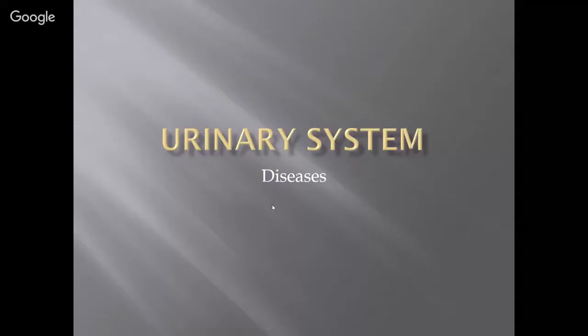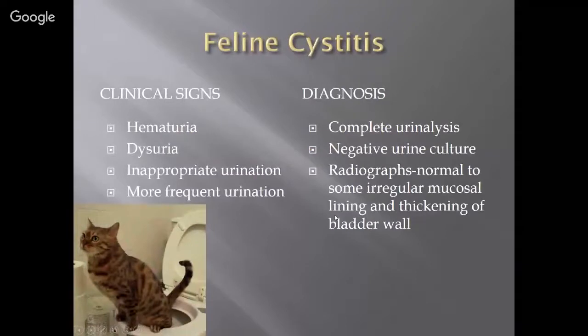All right, now that you know about the urinary system and how it's supposed to work, let's find out about what happens when it's not working correctly. Urinary system diseases. First thing we're going to talk about, feline cystitis. This is very, very common.